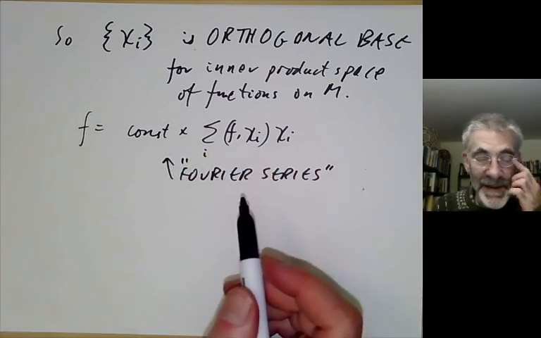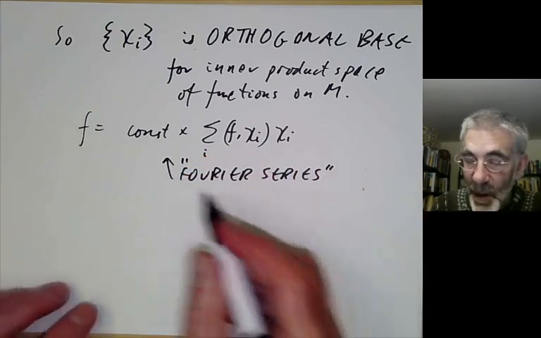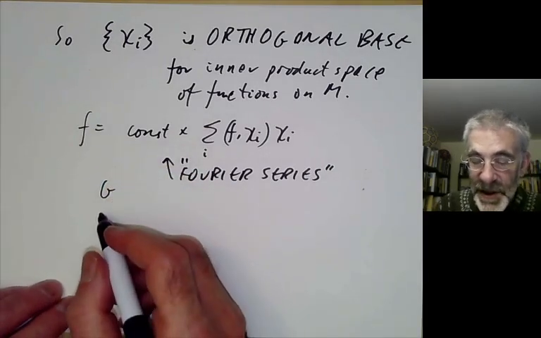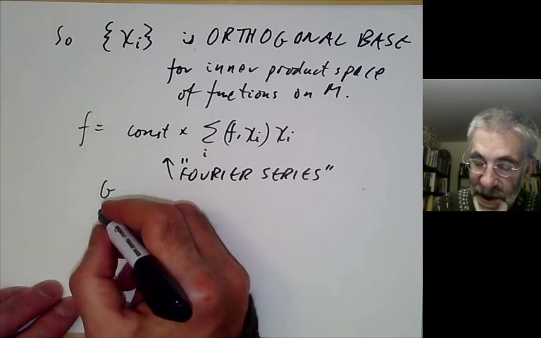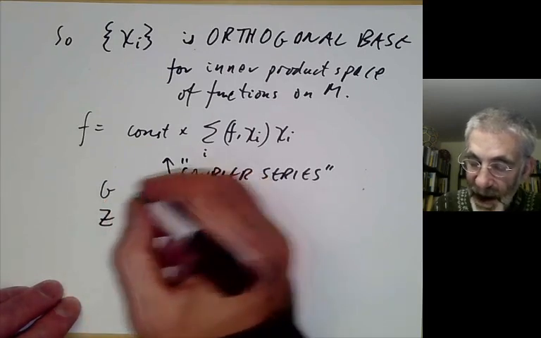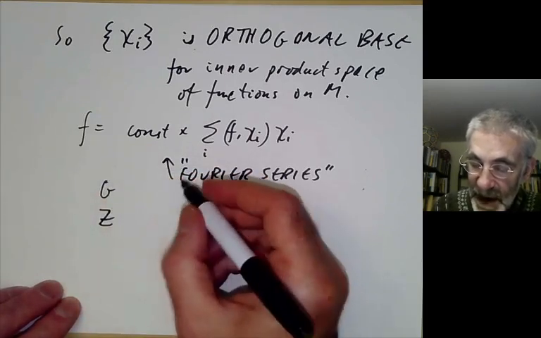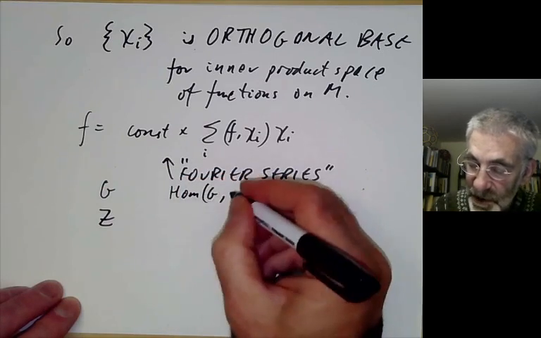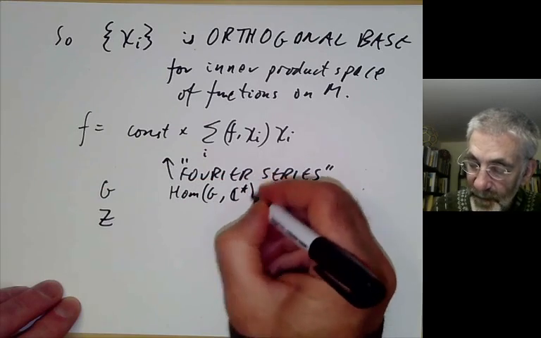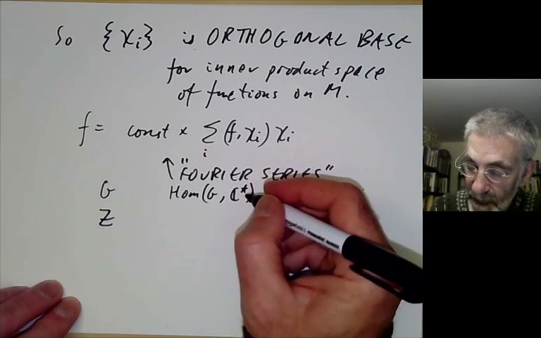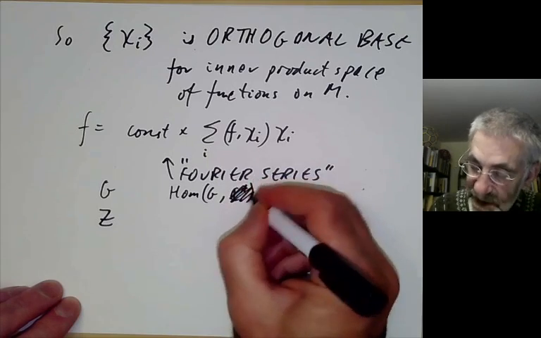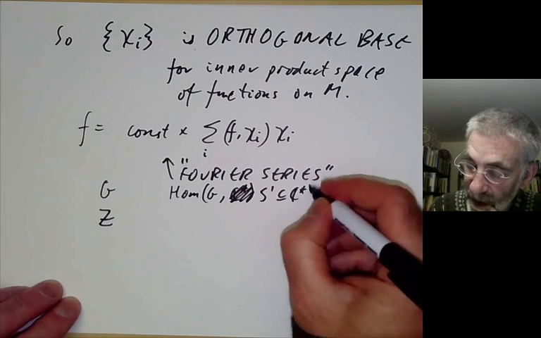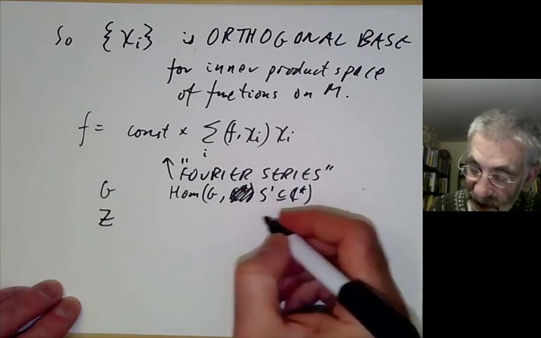So let's see why this is an analogue of Fourier series. Well, instead of taking G to be a finite group, we could take G to be an infinite group. For instance, we could take G to be the integers, and then the dual, the homomorphisms from our group G to, sorry, not to C star, let's take it to S1, the complex numbers of absolute value 1, is going to be just S1.